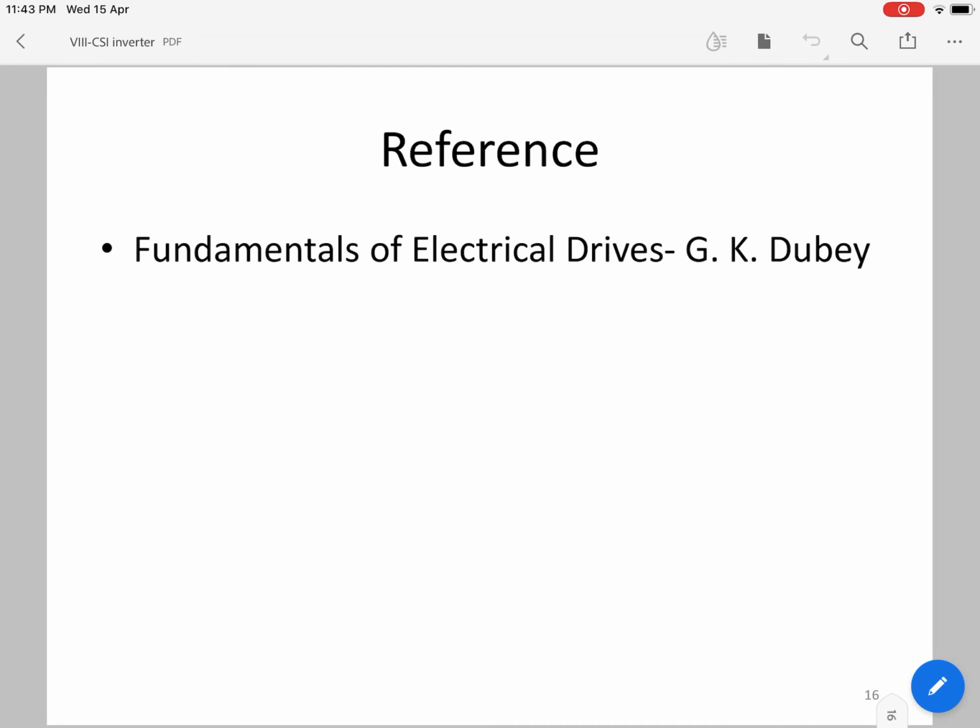So this is all about the CSI inverter and the control. The reference is Fundamentals of Electrical Drives by G.K. Dubey.